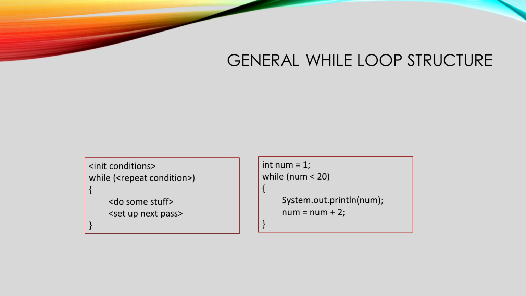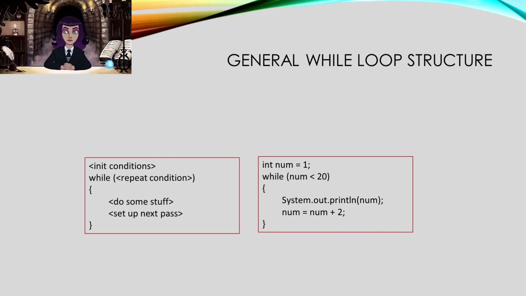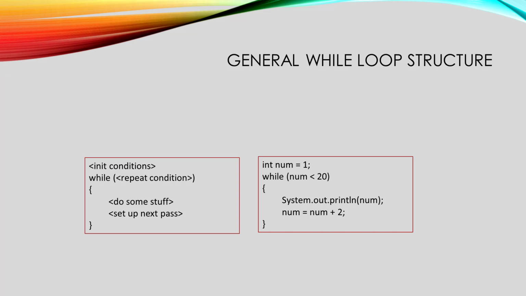For example, here is a loop that prints out the positive odd numbers less than 20. That means the numbers 1, 3, 5, 7, and so on, up to 19. See how each of the pieces match up? We start by creating a variable that's going to hold the number that we're working on. Our loop checks to make sure that the number is less than 20. The stuff that we do is print out the number. And to get ready for the next time through the loop, we add 2 to the number so that it becomes the next odd number.